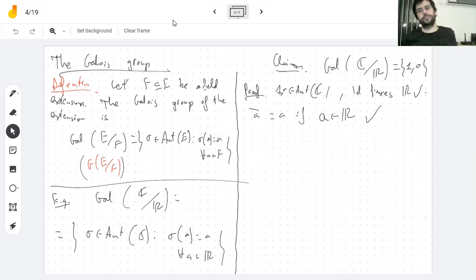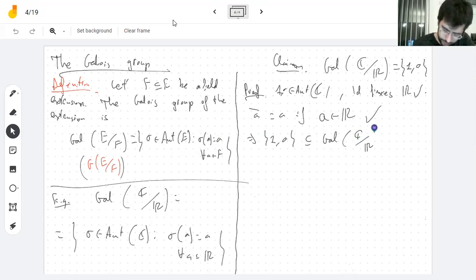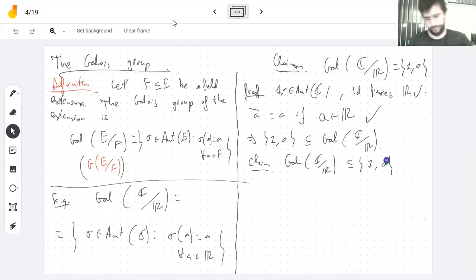So that is the condition that means that it's an element of the Galois group of the extension. If you move the complex numbers around in general, but you leave the real numbers in their place, this group is contained in the Galois group that I'm looking for. And now I'm supposed to show the other containment, that anything in the Galois group is one of these two.